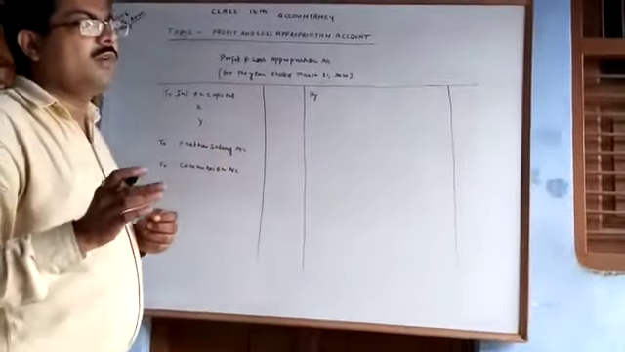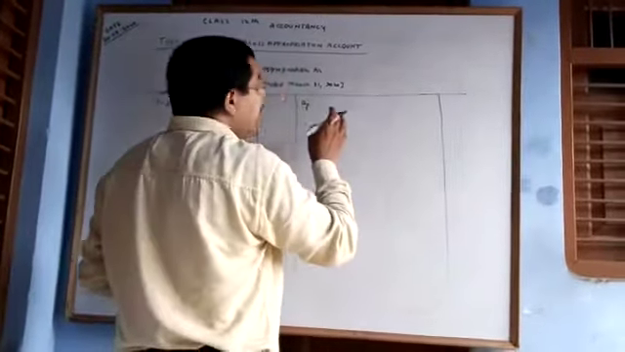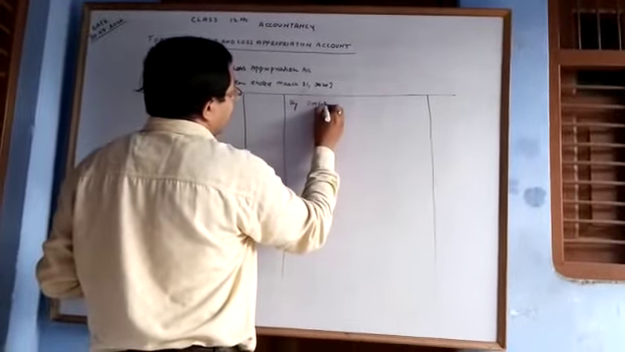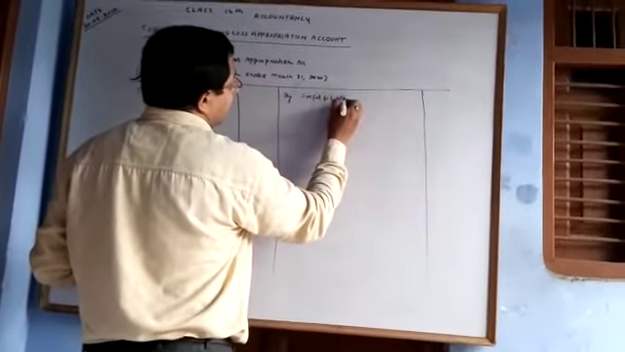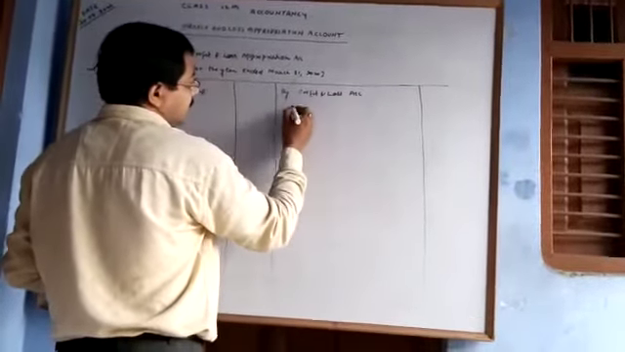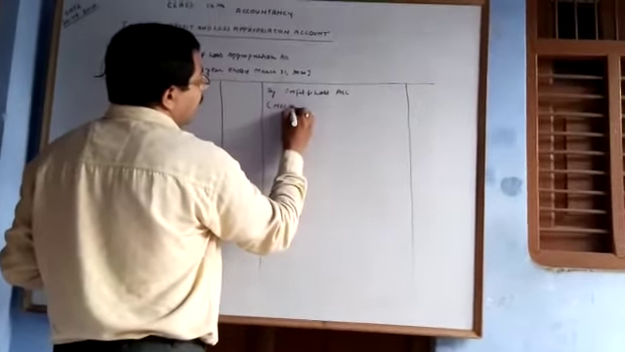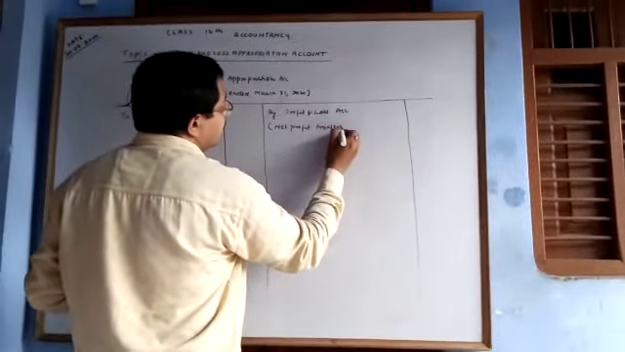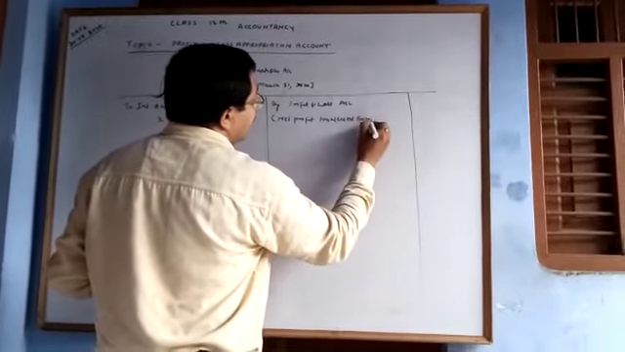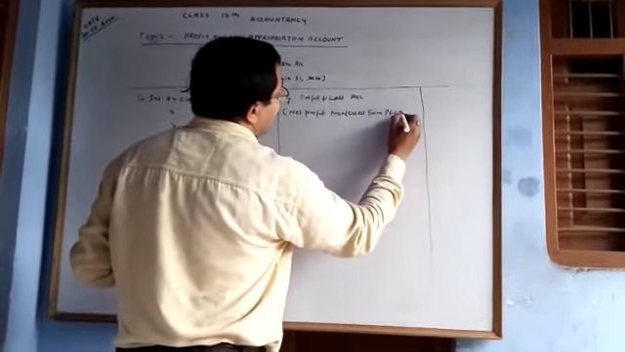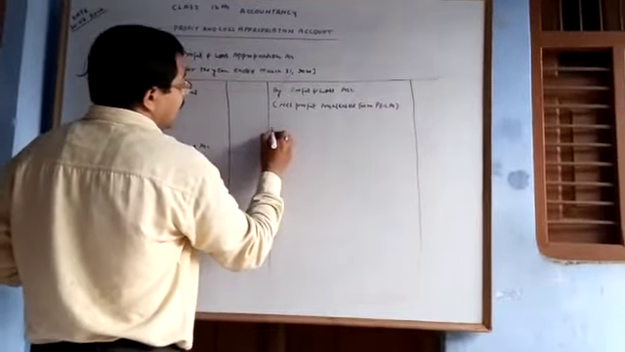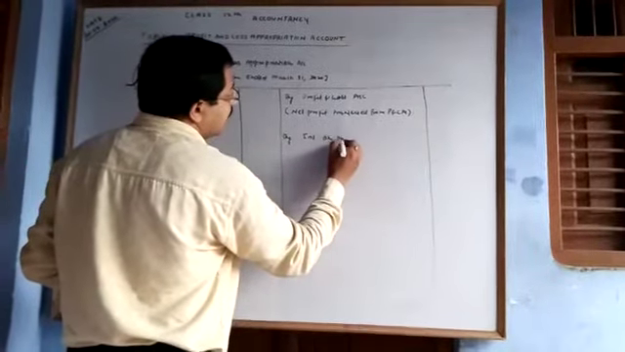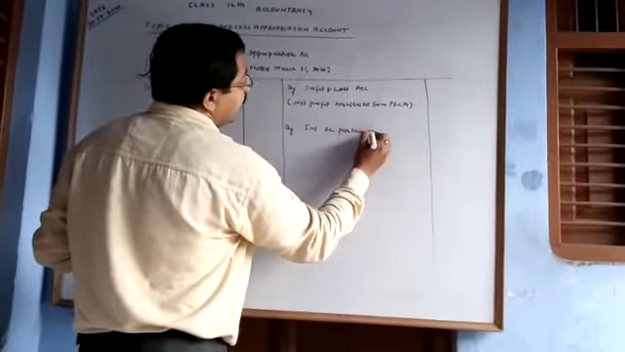The amount of net profit is recorded on the credit side of the Profit and Loss Appropriation Account. Net profit transferred from the Profit and Loss Account. And the next item, interest on partners' drawing.